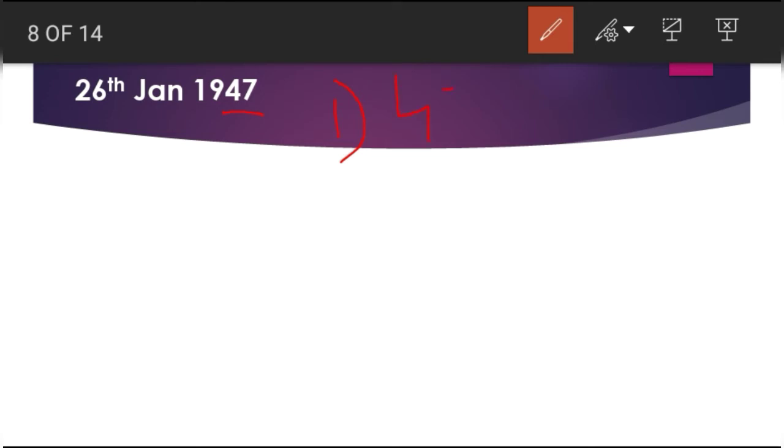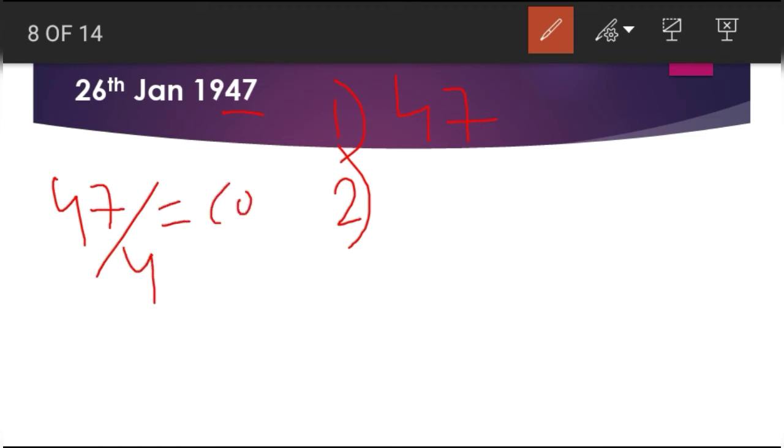The last two digits of the year are 47. Take 47. Now check for leap year. How can we check whether a year is a leap year or not? By dividing it by 4, right? So 47 by 4. Here take the quotient. Remember, only for the second step we use the quotient.